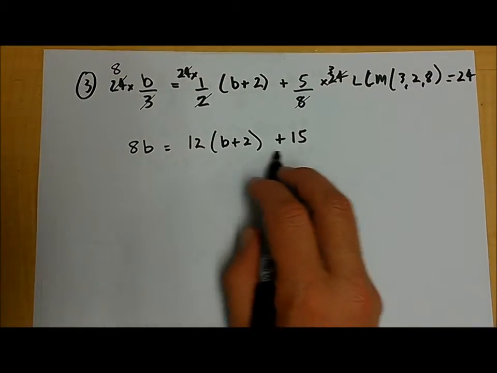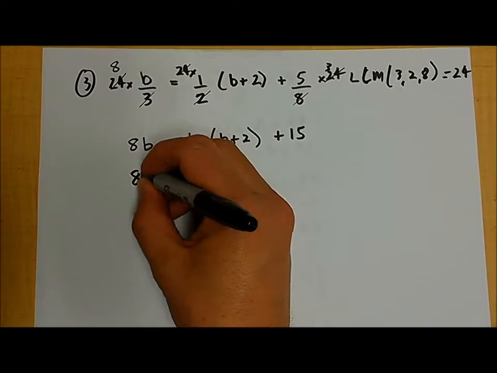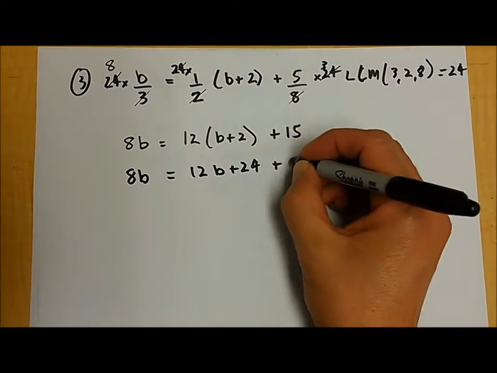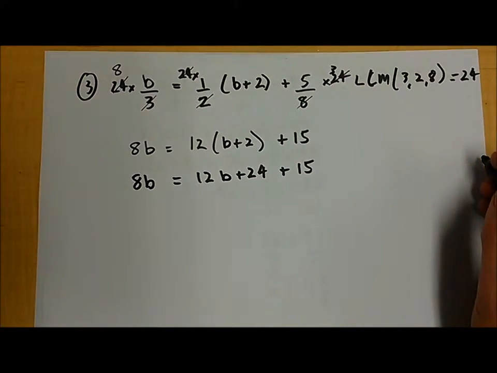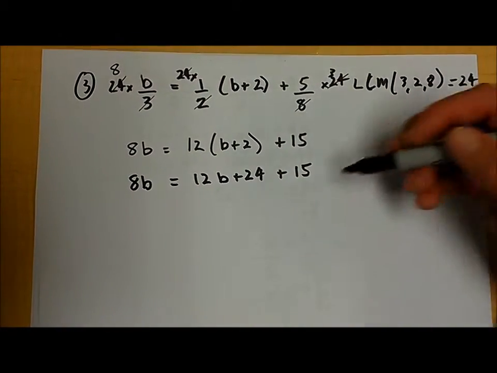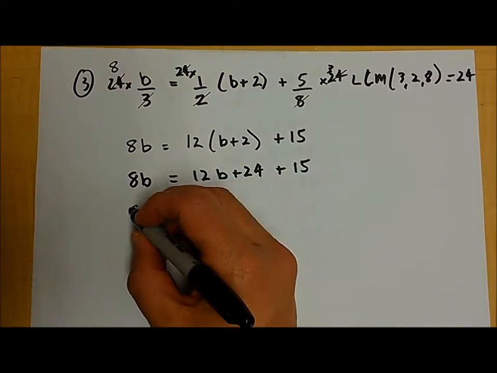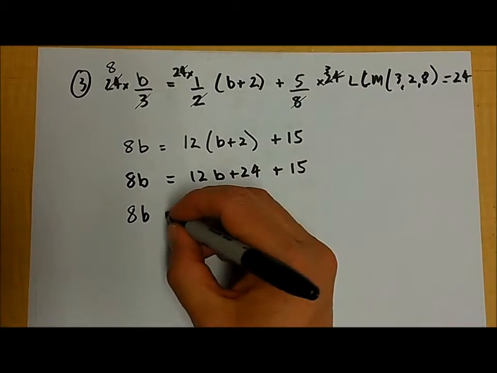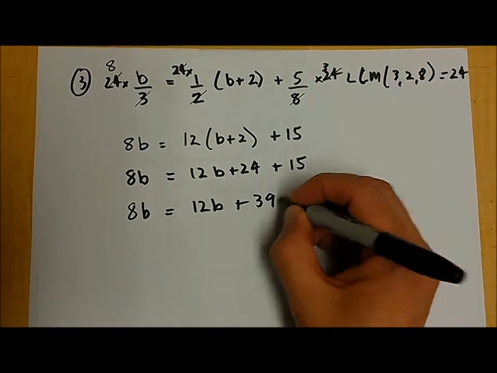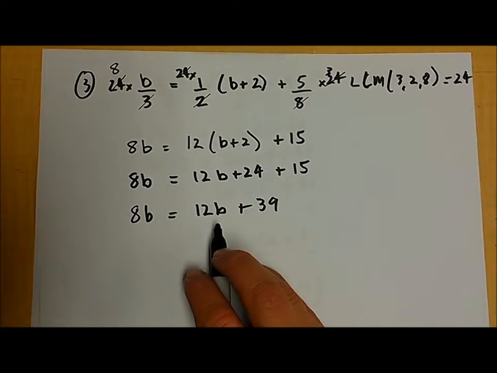Now I've got an equation with a grouping symbol, so I'm going to multiply out. So I've got 8b is equal to 12b plus 24 plus 15. And if you notice what's happening here, our equations are getting more complex, but the steps are staying the same, and I'm just keeping my working out nice and neat, and I'm just following the process. I'm going with the flow, so I'm getting 12b plus 39, and I'm bringing it down to a simple equation that I know how to solve.